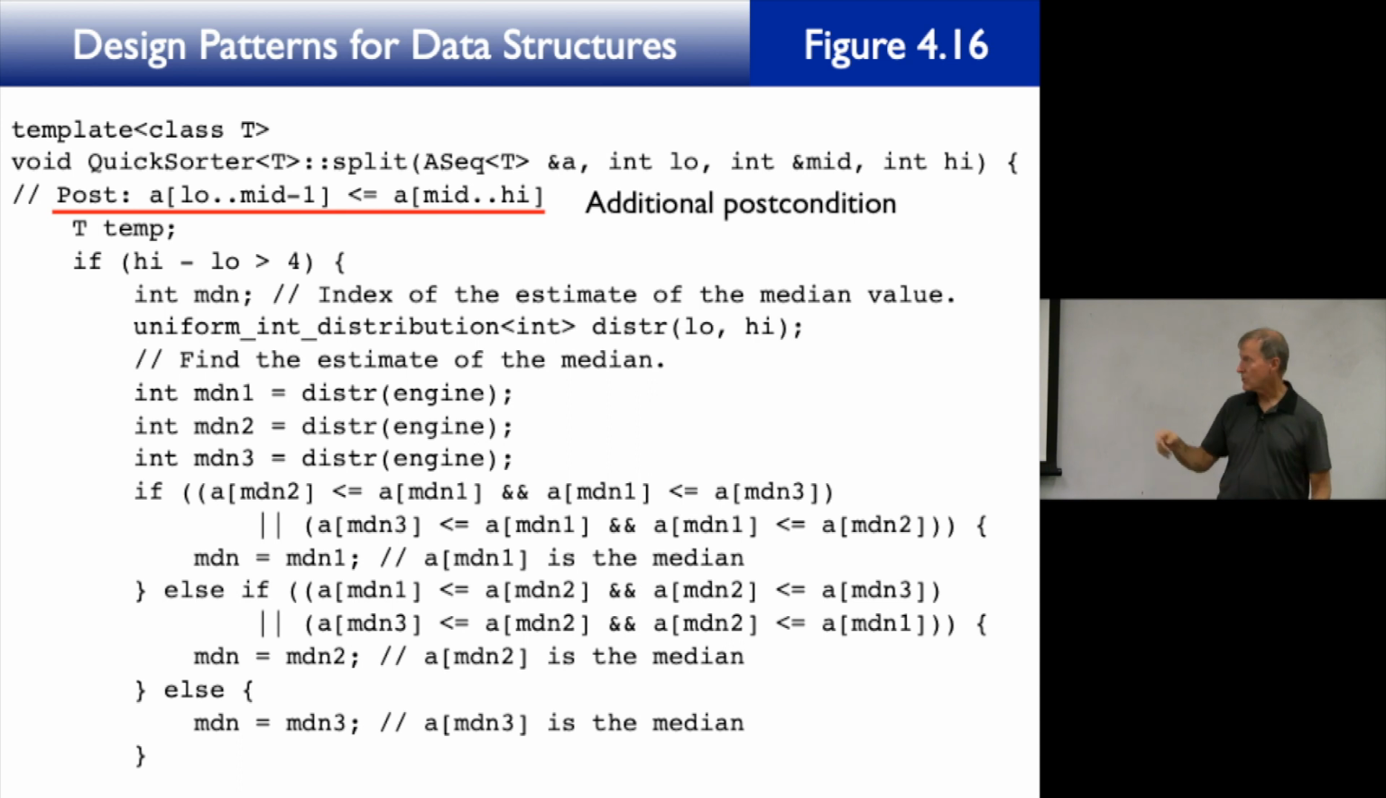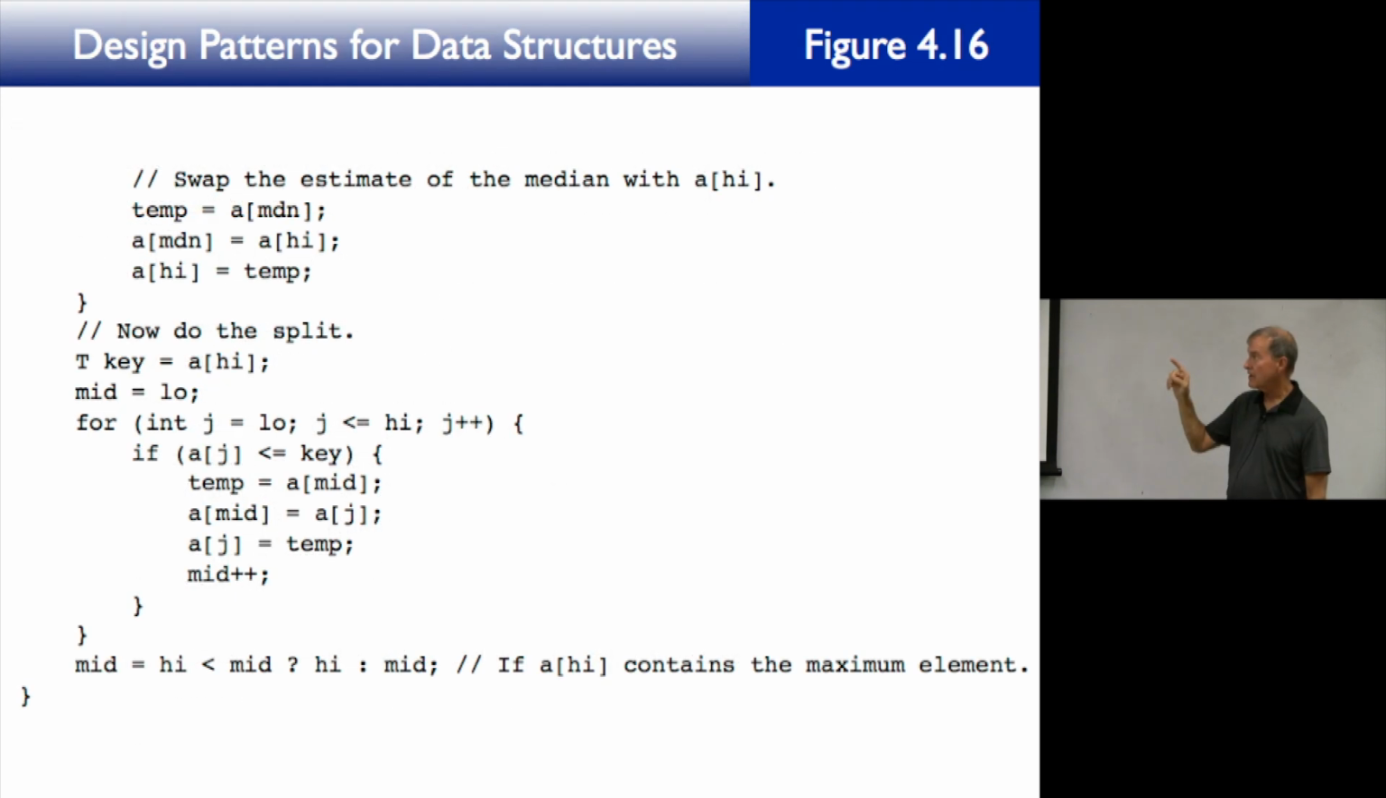Between those two. So then what happens? Median gets median 1. And then we check otherwise, if it gets median 2, otherwise it gets median 3. Okay, so that's not too difficult to understand. The next 3 items swap the estimate of the median with a sub I. So temp gets a sub median, gets a sub I, gets temp. So does everybody see then that puts the key at the last?